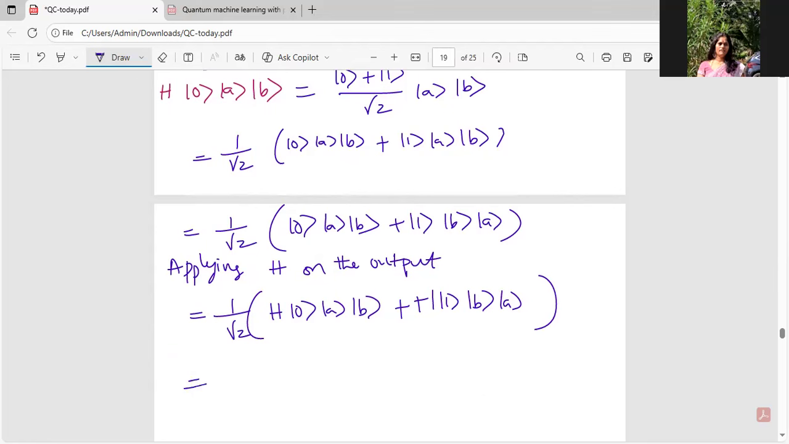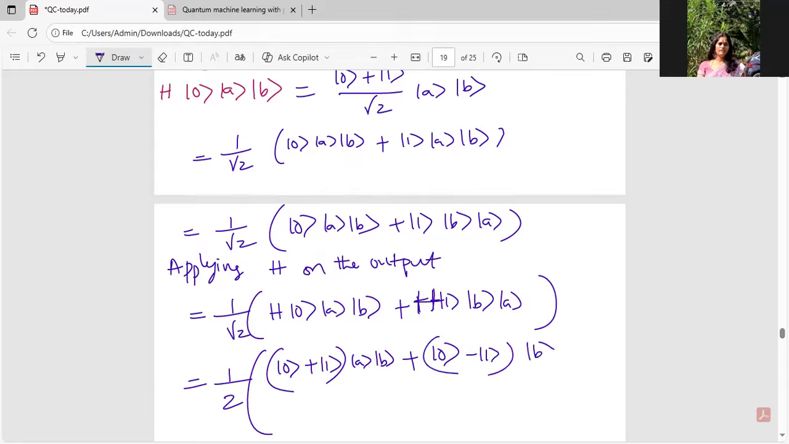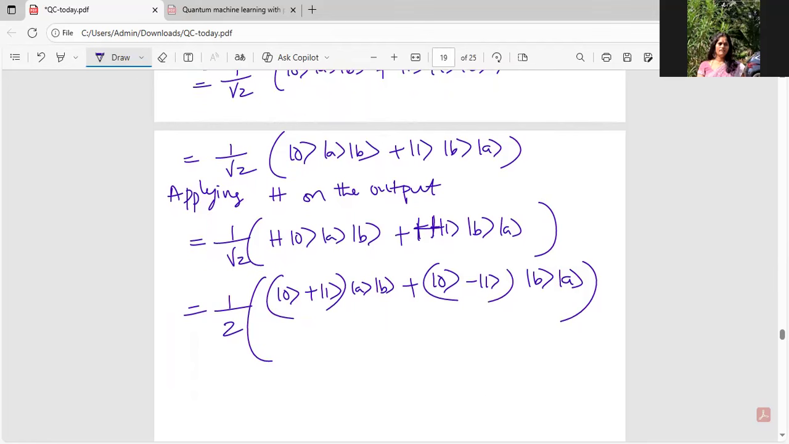Ket 0, H ket 0, I know. Of course, 1 by root 2 vanishes off. 2 times 1 by root 2 will be there from H ket 1 and H ket 0, so it becomes 2 only, guys. Now H of ket 0, I know it is ket 0 plus ket 1, ket A ket B. Just enclose this plus. Here H of ket 1 is what? Ket 0 minus ket 1, ket B, ket A. Root 2 has become 2 times root 2, so it has become 2 only. 1 by 2.